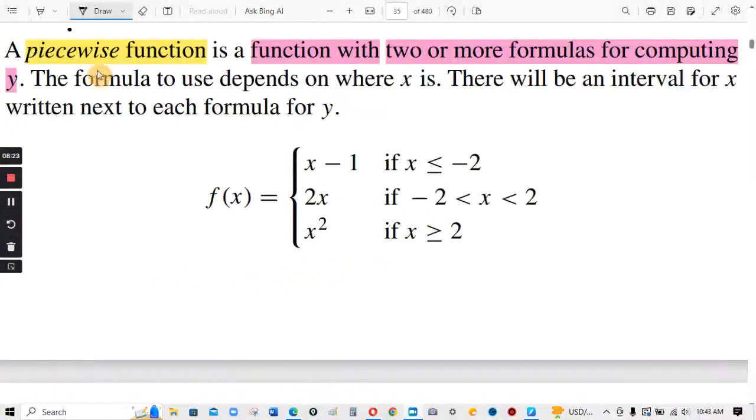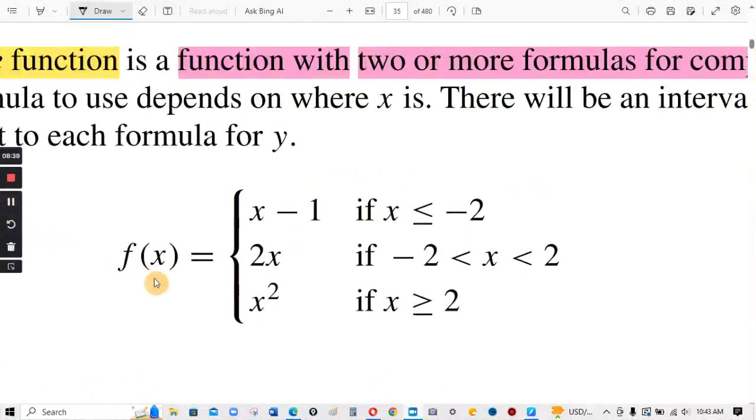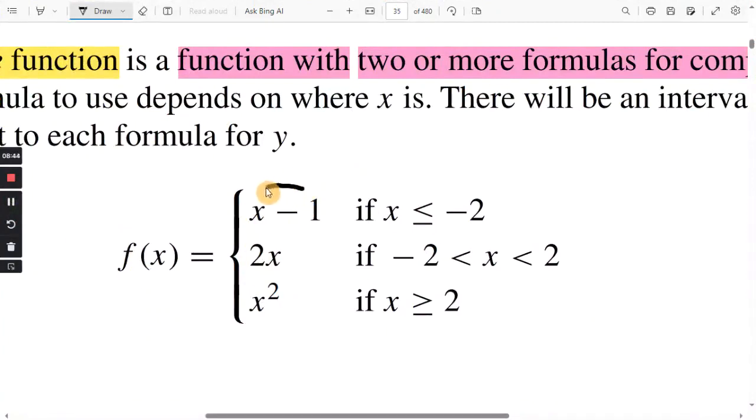Okay, here we have a piecewise function, and that's a function with two or more formulas for computing y. The formula to use depends on where x is. There will be an interval for x written next to each formula for y. So it's almost three separate functions in one. This would be the function to use right here if x is less than or equal to -2. This is the function right here if x is between 2 and -2, and this is the function right here if x is greater than or equal to 2. So it's like three functions in one.